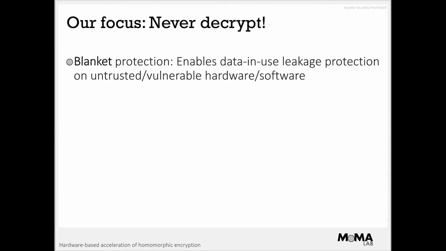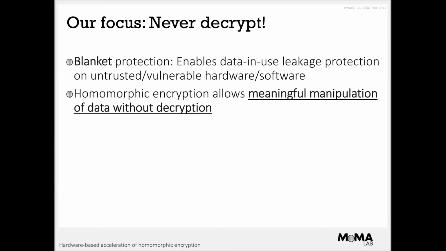So what I'm discussing in this talk is, because the problem starts whenever we decrypt the data, how about we never decrypt the data, right? If you never decrypt the data and you still use it as is, then you get some kind of blanket protection, right? If you have a backdoor in your hardware, a Trojan, if you have a problem in your operating system, your data is encrypted. So even if it leaks, it looks like random data.